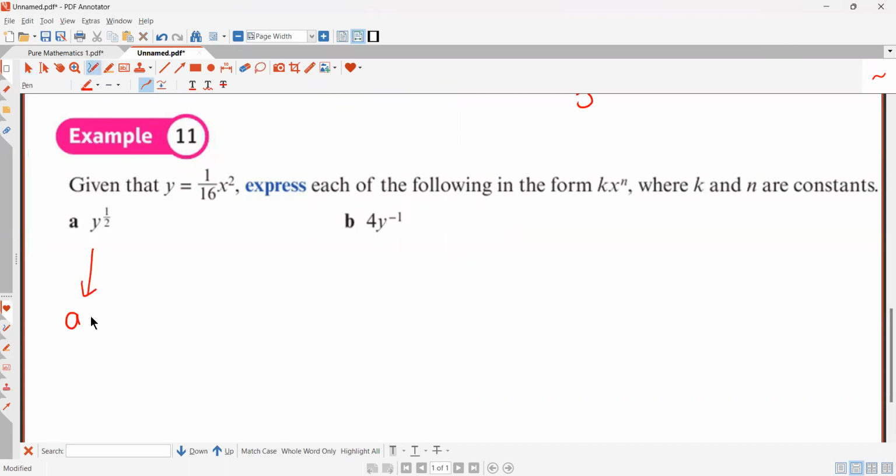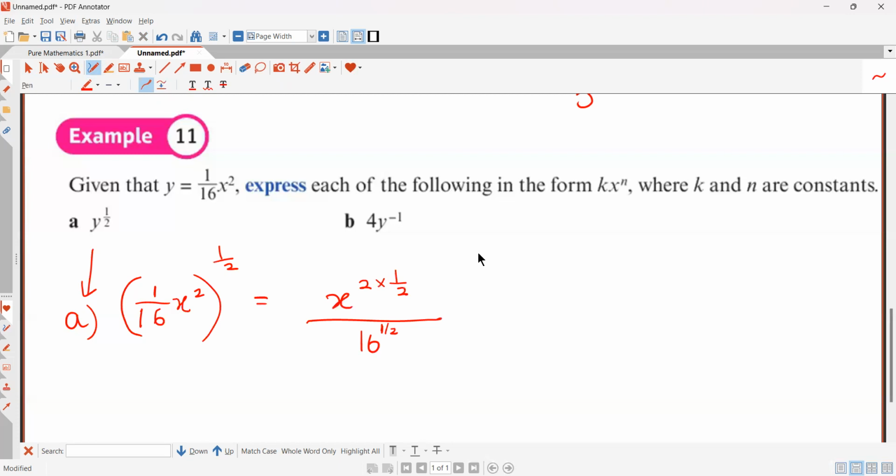So I'm doing a part right now. If it is y raised to half, don't you think it's going to be (1/16 x square) raised to half? Can I do this? Because it is y raised to half. What is your y? 1 by 16 x square. If I open this bracket, it will be x square raised to half multiplied by (1/16) raised to half. Is this understood? I'm opening the bracket here.